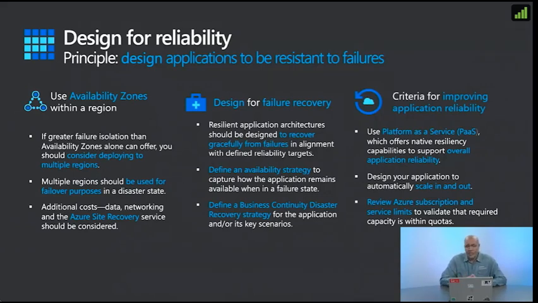One of the first things you can do is use a PaaS service. Use a platform as a service offering that has native resiliency capabilities built in to support your application reliability. You also want to design your application to automatically scale, or what we refer to as auto scale, in response to certain conditions in your application. You can do this with Azure Monitor, auto scaling, and load balancing. And again, you want to review your Azure subscription and service limits to validate that required capacity is within quotas. You don't want to bump up against a limit that causes an issue in the operation of your application.